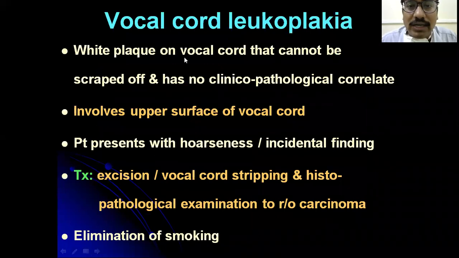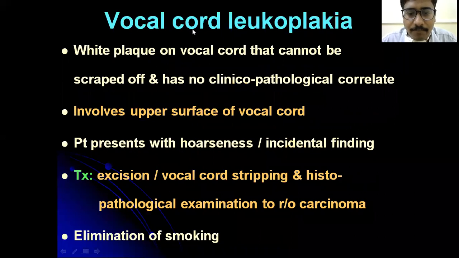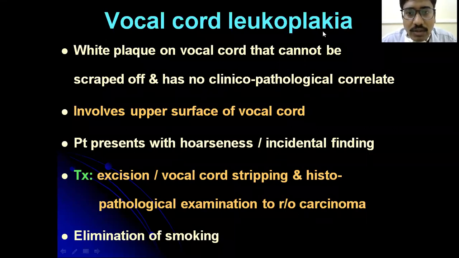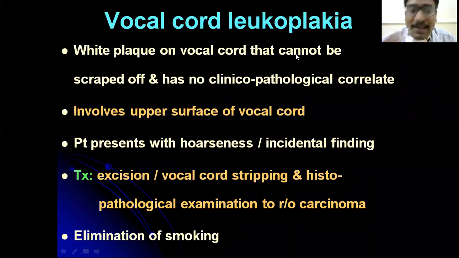Okay. So what is vocal cord leukoplakia? Leukoplakia is a whitish covering on the upper surface of the vocal cord, due to smoking. Is it a pre-malignant or malignant condition? Leukoplakia may turn into malignancy. It is a pre-malignant condition.